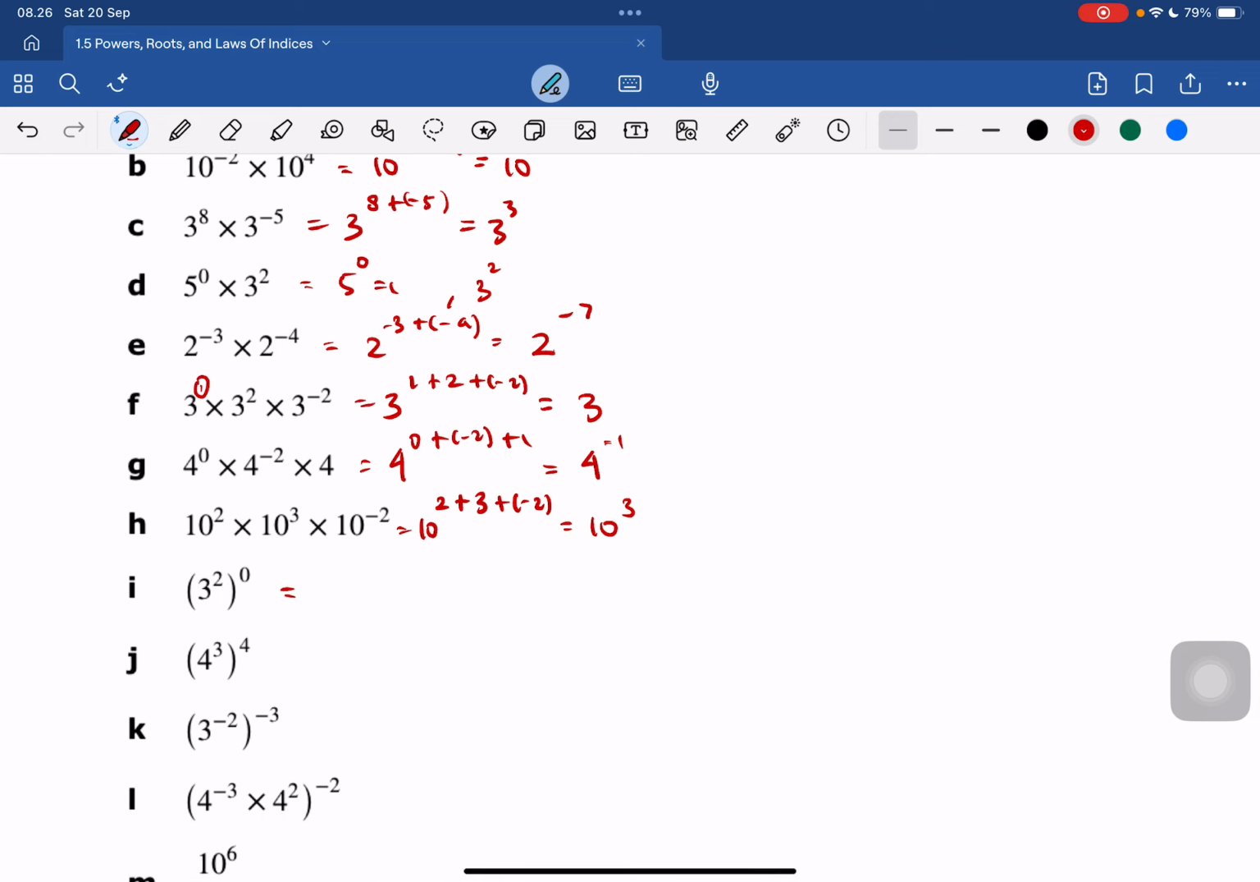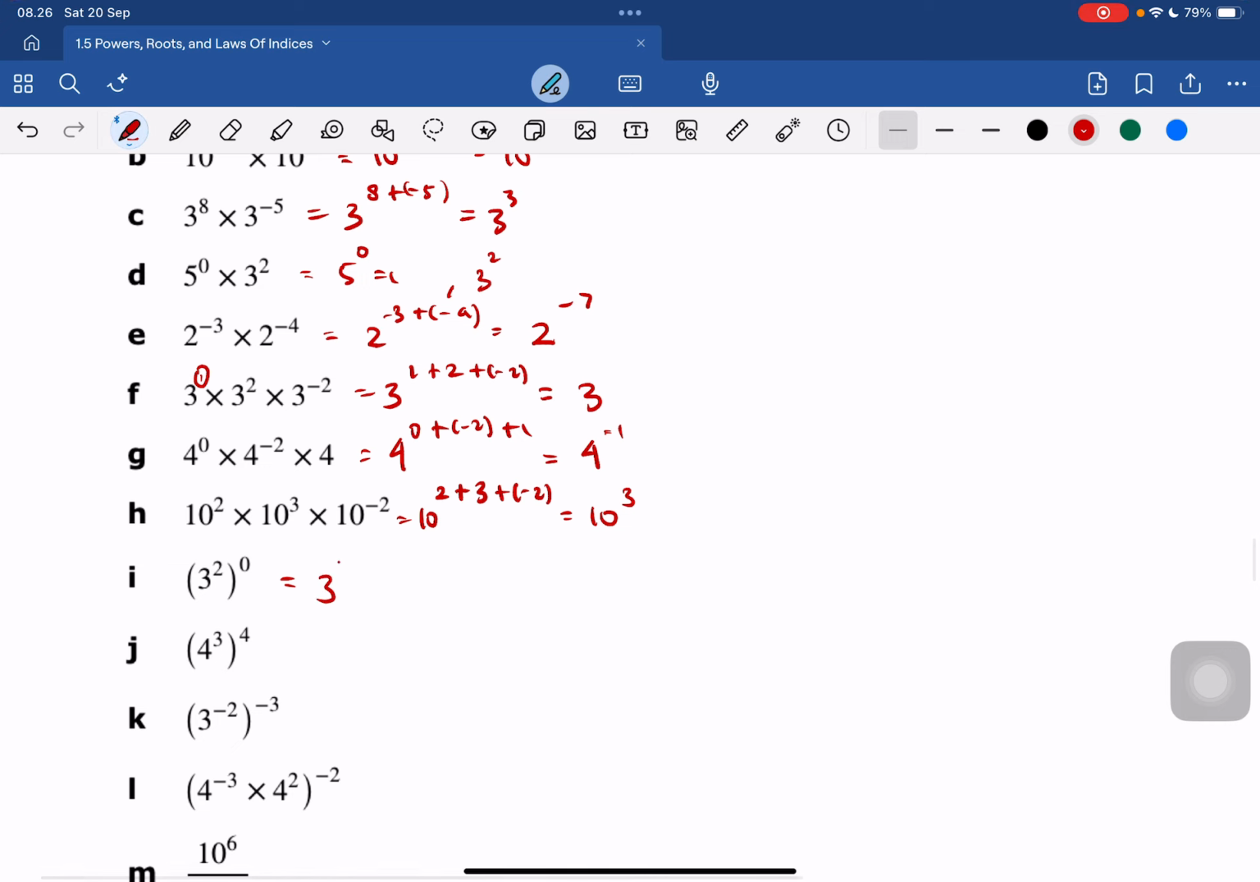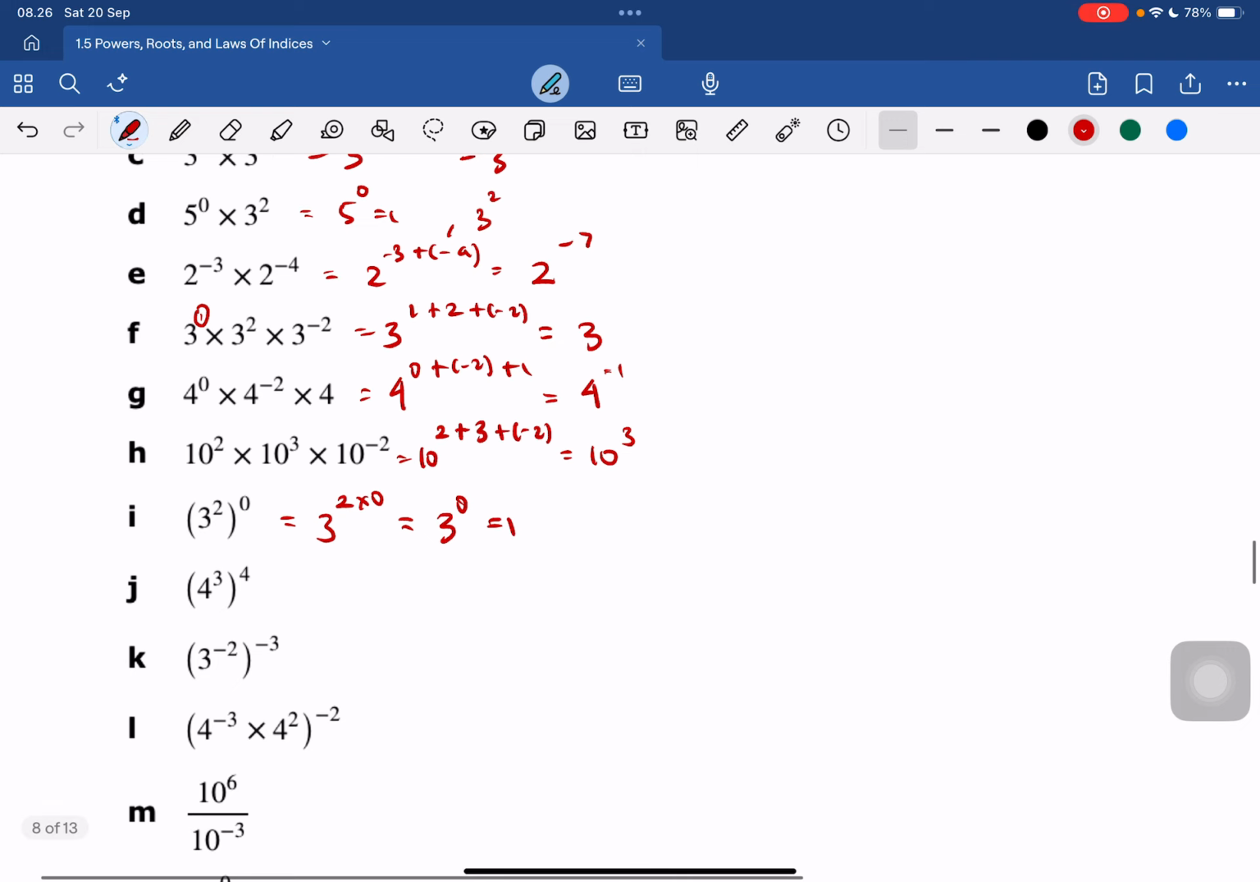Remember, multiply by 0, 3 power of 2 times 0, so that is 3 power of 0, which is equal to 1. Next, 4 power of 3 times 4, so it's going to be 4 power of 12. Next, 3 power of minus 1, okay, minus 2 times minus 3, so it's going to be 3 power of 6.